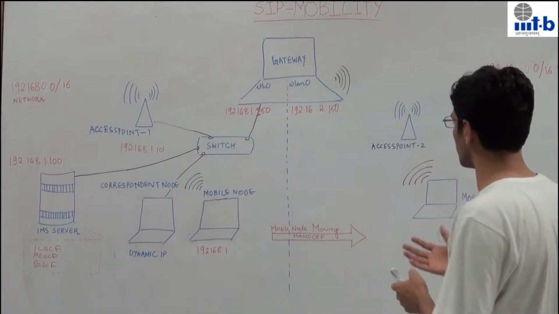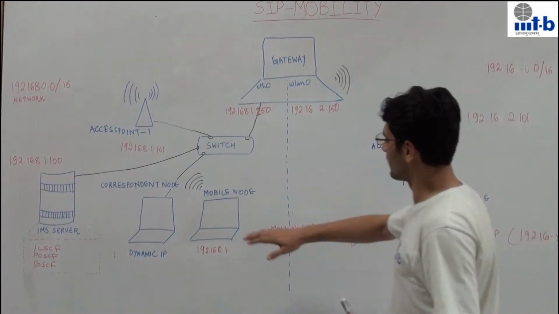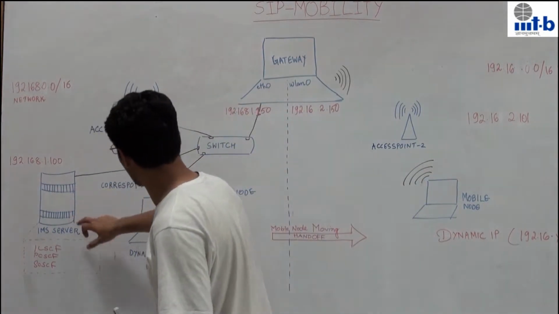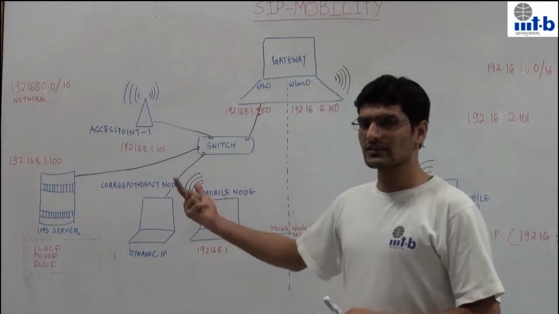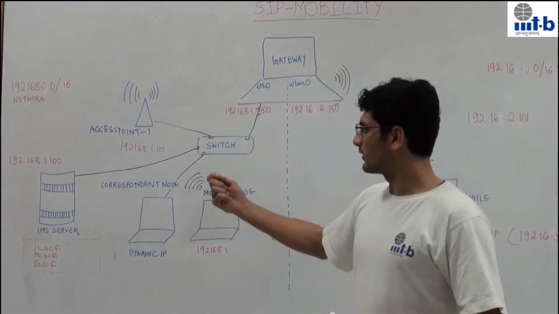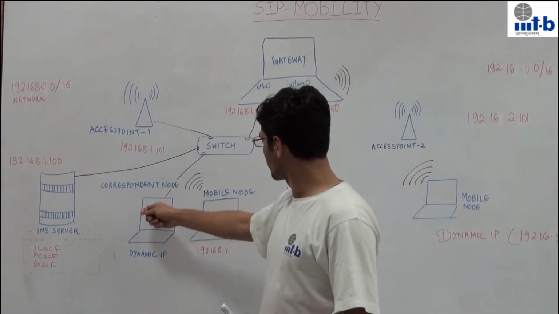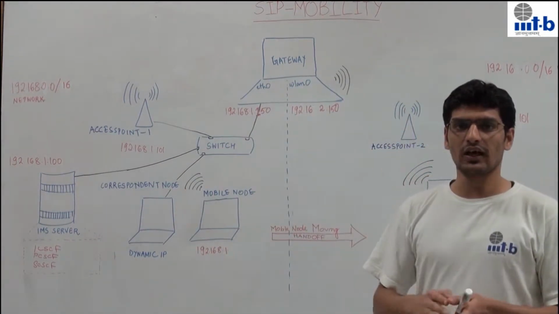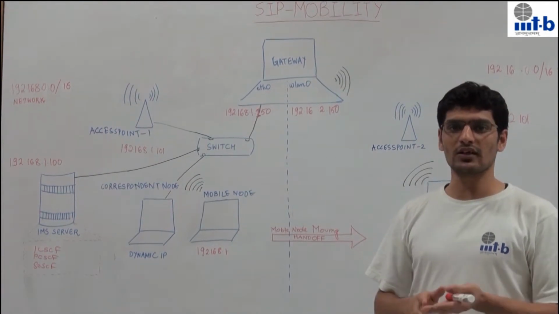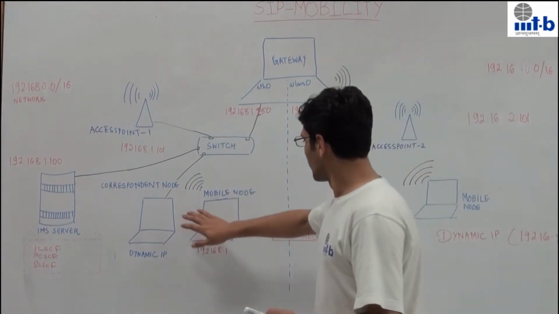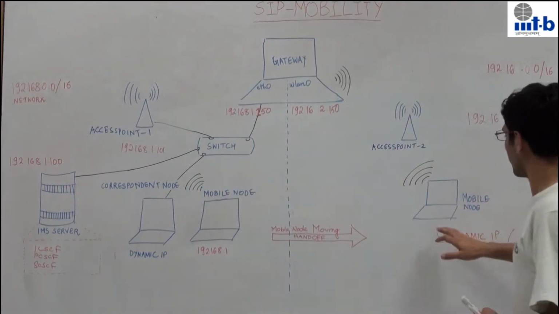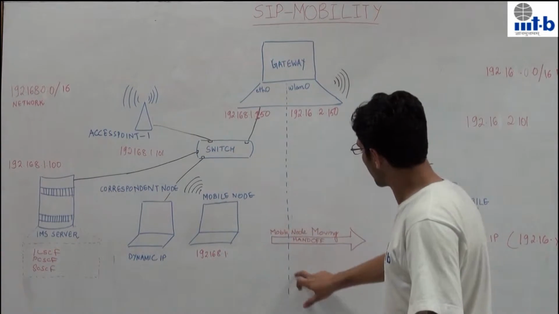How does this happen? First, any node gets registered with the IMS server, then it sends an invite message, then a ringing message is returned by the server, and then a 200 OK acknowledgement is returned to the node, and the call is established. Now the RTP media transfer starts over UDP as the transport layer protocol. Then if we move with this mobile node to this network, first we detect the handoff.